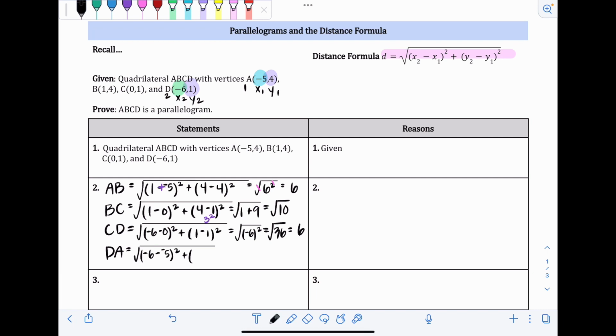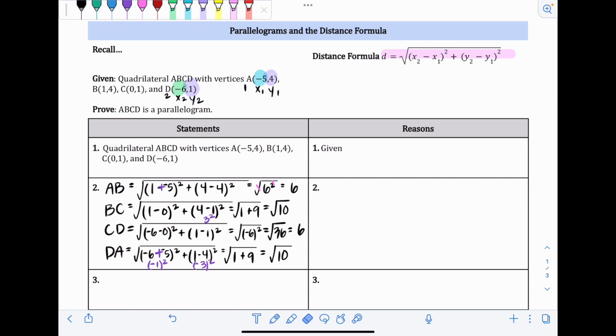So 1 minus 4 squared. And then in the first parentheses, negative 6 minus negative 5. If you have a double negative, it turns to plus. So negative 6 plus 5 would turn into a negative 1. And then we still have to square that. Negative 1 squared would be 1. And then in the second parentheses, 1 minus 4 is negative 3. And then we still have to square that. So negative 3 squared would be negative 3 times negative 3, which is positive 9. So 1 plus 9 would leave us with the square root of 10. And again, that can't be simplified, so we would just leave it as is.